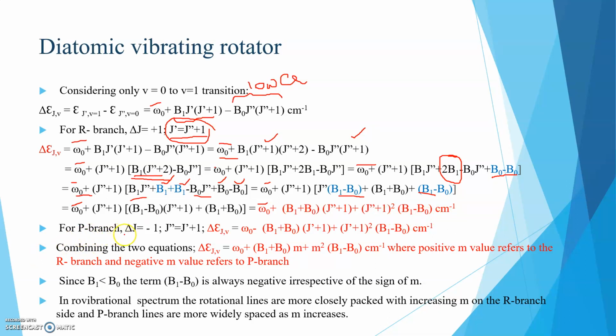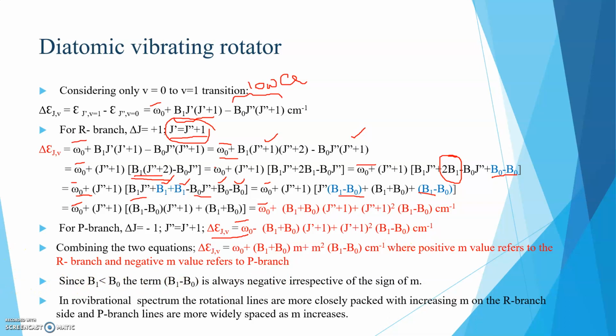And we know that for the P branch, delta J is equal to minus 1. And using this expression, J double dash plus 1 is equal to J dash plus 1. And you can do it as homework. By using this kind of simple mathematics, you can derive delta EJV for a P branch is equal to omega bar 0 minus (B1 plus B0) into (J dash plus 1) plus (J dash plus 1) the whole square into (B1 minus B0) centimeter raised to minus 1.